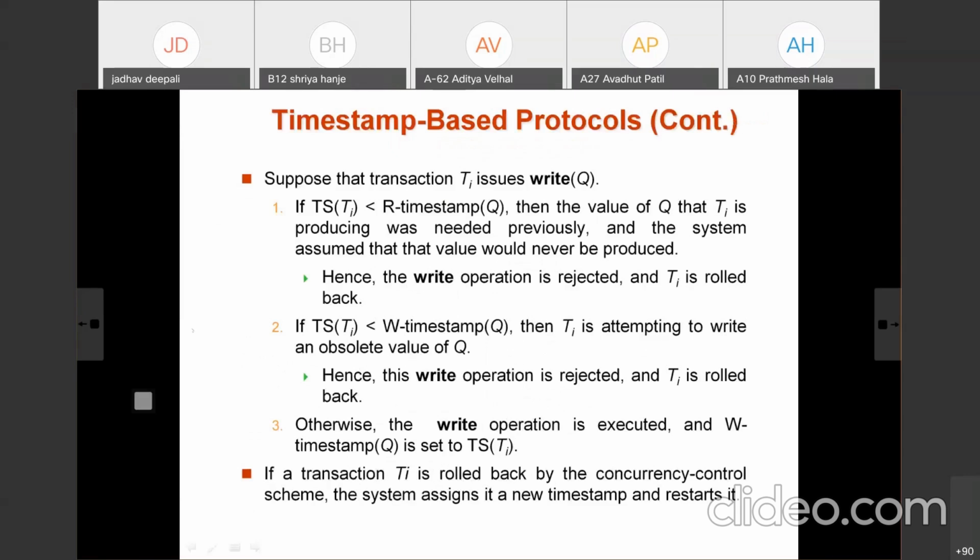And execute as concurrent control or concurrent execution.